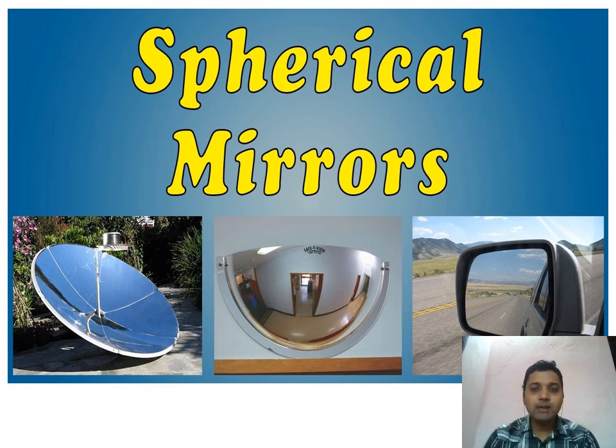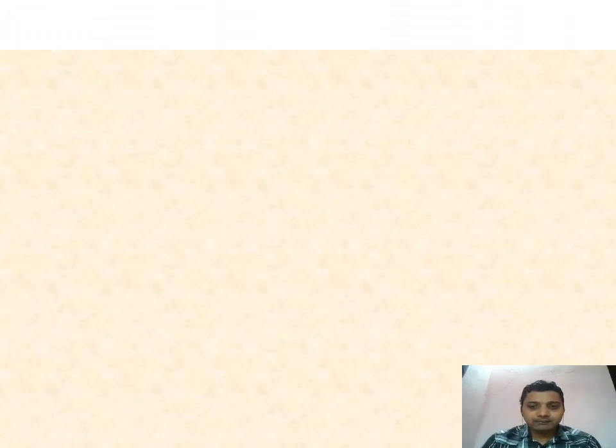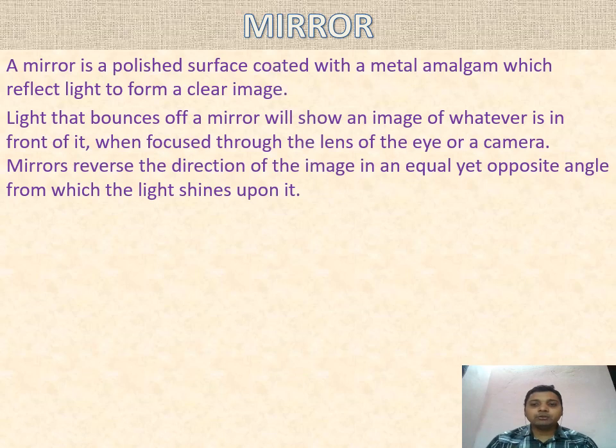So let us start spherical mirror. Before going to the spherical mirror, we must know what a mirror is. A mirror is a reflecting surface which is made of fully polished glass, and the other side has a layer or coating of different material so that light will not be able to pass outside.